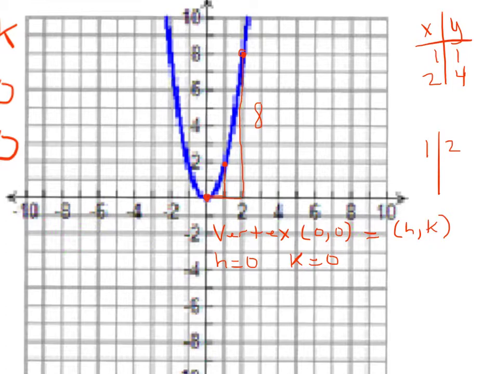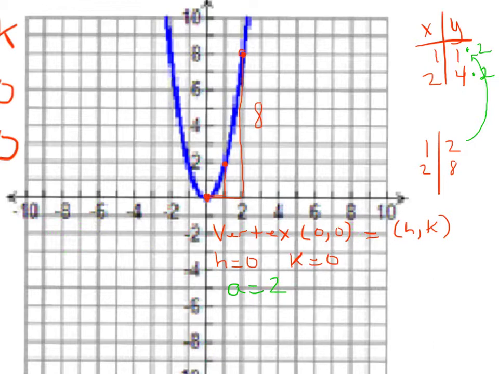So that count was 2, 8. If I compare this particular problem here, this count here, to my parent graph, notice that it basically took my parent count and multiplied the vertical count by 2. 1 times 2 is 2, 4 times 2 is 8. So this makes my a value in this problem 2.